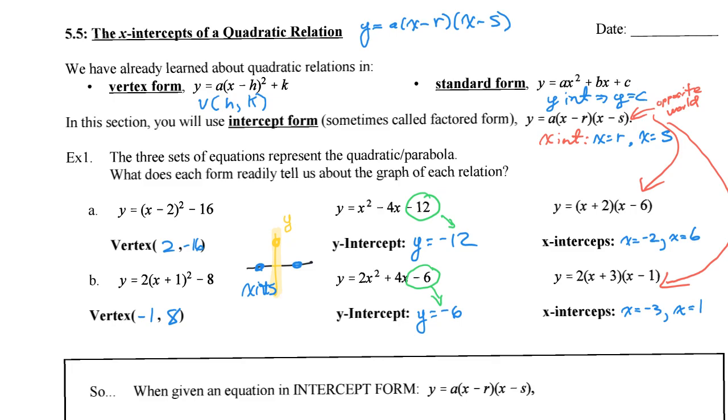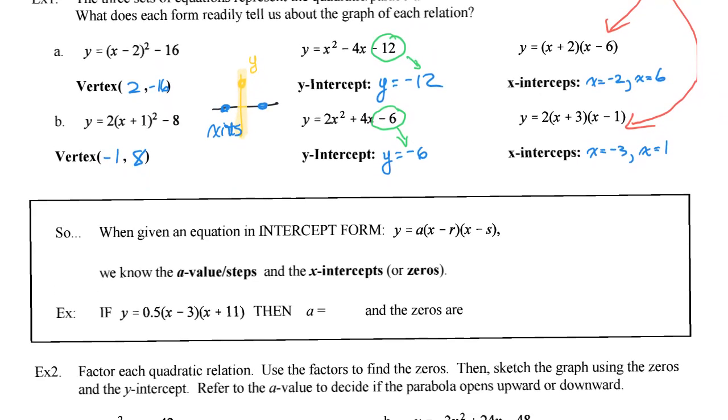So now let's go on with the rest of the lesson here. When given the intercept form, we know the a value. The a value shows the steps for the step method. Remember, for y = x squared, the steps are 1, 3, and 5. And when we change to our new one, we multiply by whatever a is to get 1a, 3a, 5a, right? And the x-intercepts are 0.